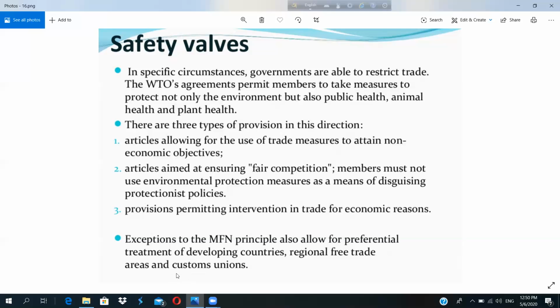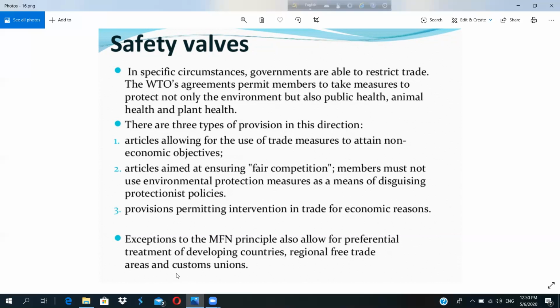Safety valves. In specific circumstances, governments are able to restrict trade. So it is also allowed to restrict the trade by the government. The WTO's agreements permit members to take measures to protect not only the environment but also public health, animal health, and plant health. Regarding the environment, public health, animal health, and plant health, the member country sometimes can restrict the trade. There are three types of provisions in this regard.